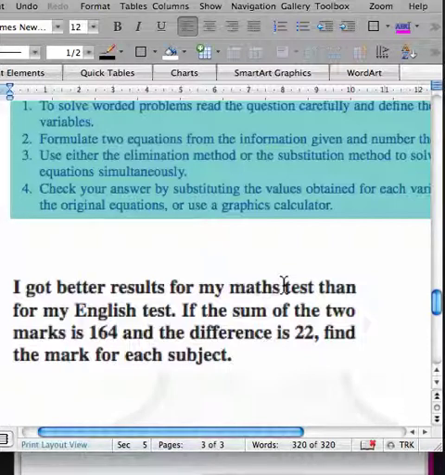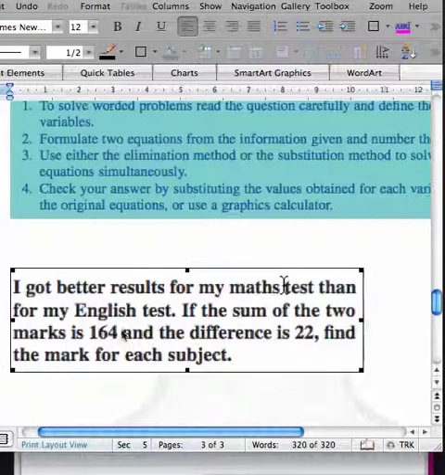If the sum of the two marks is 164, right there we can clearly see there's an equation. If the sum of the two marks is 164, there's one equation. Let's continue reading. And the difference is 22, there's our second one. It tells us to find the mark for each subject. So in that sentence, there are our two equations.